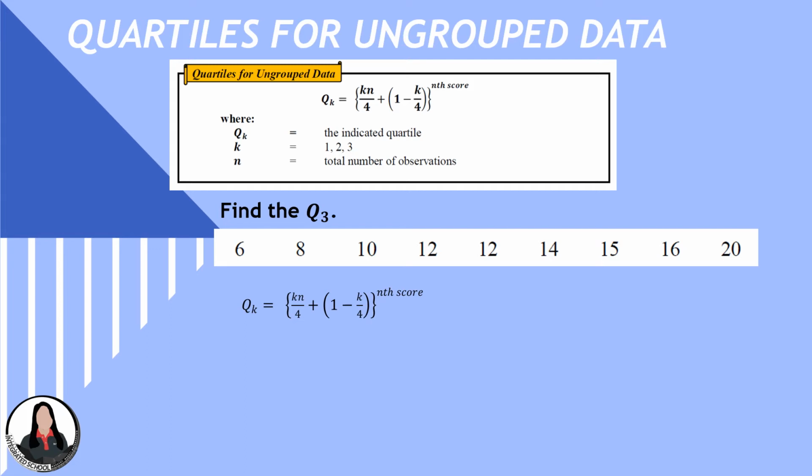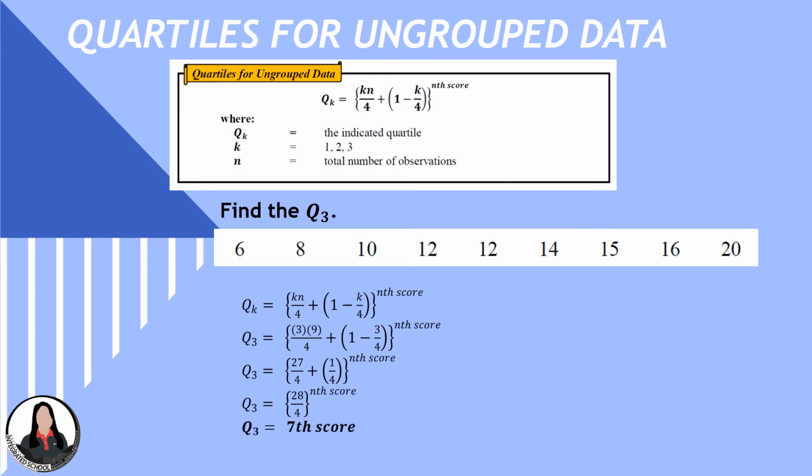However, kung kanina, ginamit nating value ng k is 1 since Q sub 1 ang hinahanap natin. Ngayon, we are looking for Q sub 3, therefore, k is 3. But the value of n remains the same since we use the same set of data. Yung number of observations natin or yung total number of scores sa data set is the value of n, which is 9. Okay, so let us simplify. 3 times 9, that is 27. And then 1 minus 3/4, that is 1/4. So, kapag pinag-add natin si 27 plus 1, since they are similar fractions, we will come up with 28 over 4 nth score. Therefore, Q sub 3 is the 7th score of the distribution.